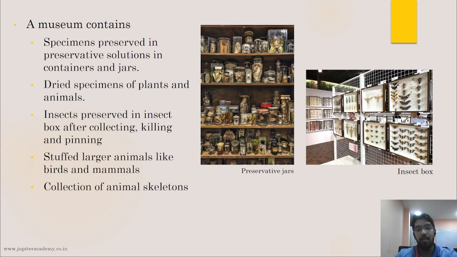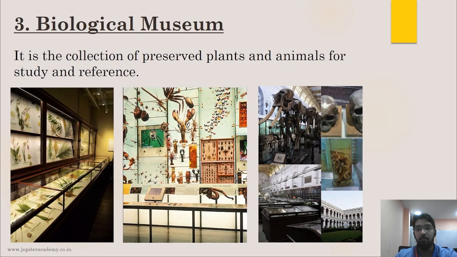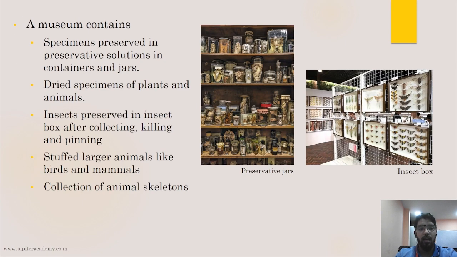Then we have insects preserved in the form of insect boxes, as seen in the picture again, and stuffed larger animals like birds and mammals are also seen. And a collection of animal skeletons of animals which are extinct, whose bones or skeletons are only present, are also present in the museum. And information about them is also present.